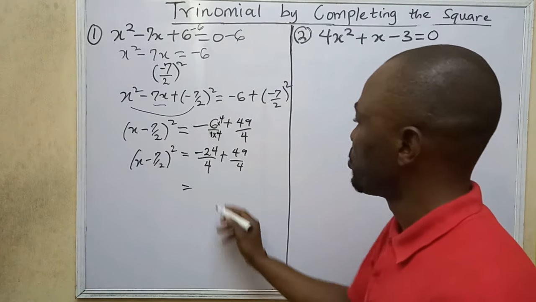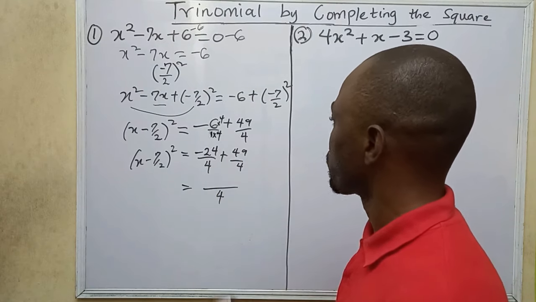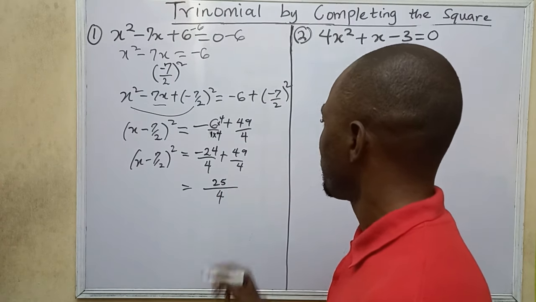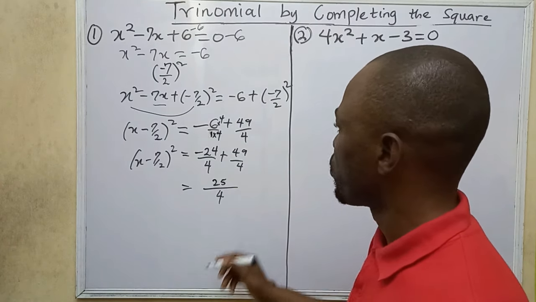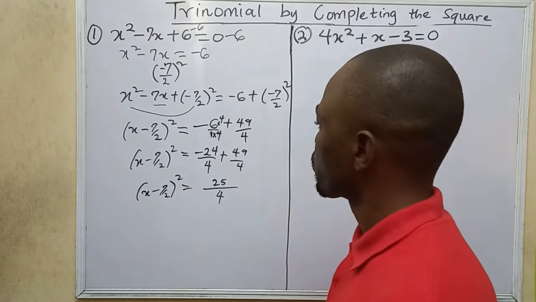Now, what am I going to do? They have a common denominator, so I'll do 49 minus 24, which will give me 25. So I have 25 over 4, and I have x minus 7/2 all squared.